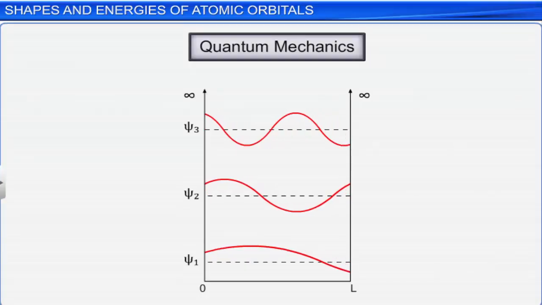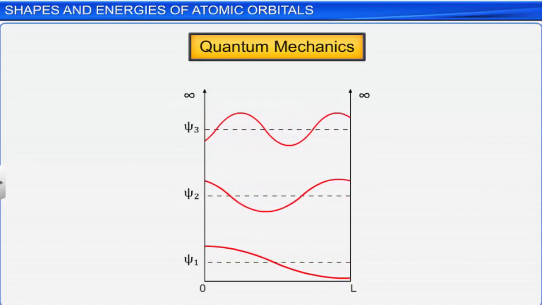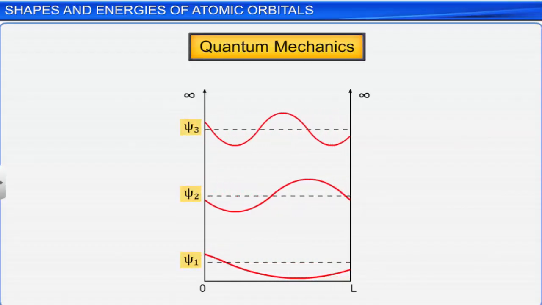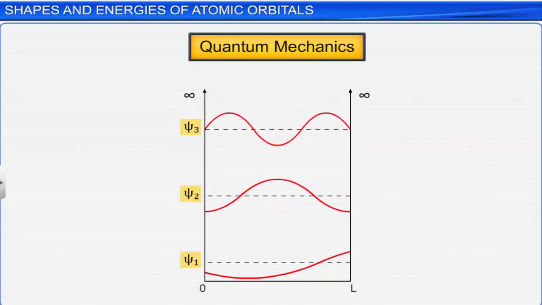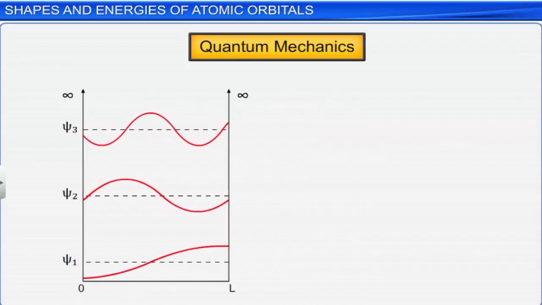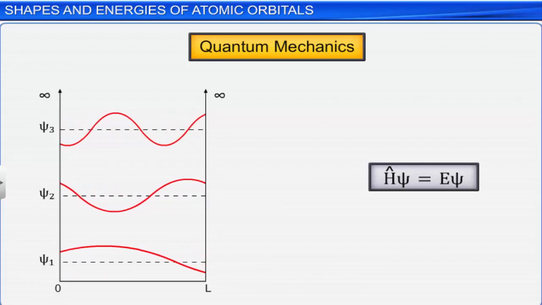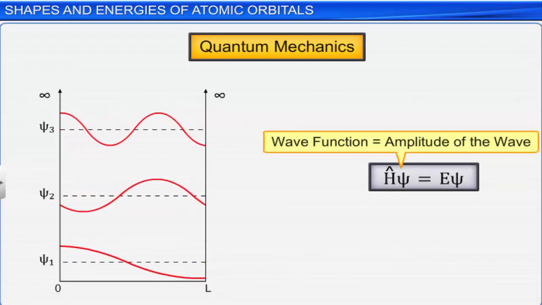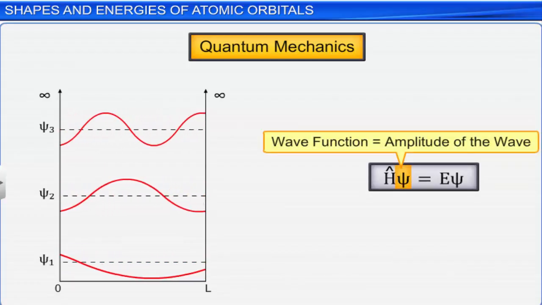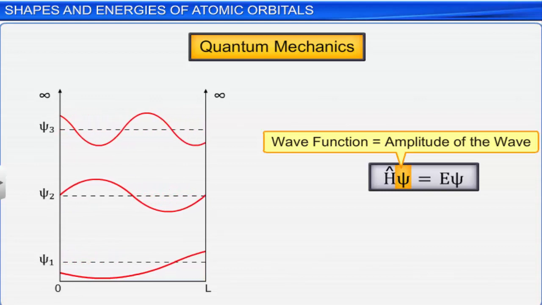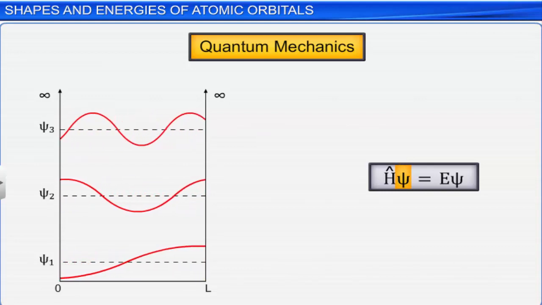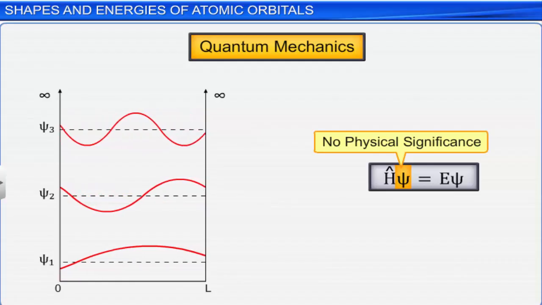We have already learned that in quantum mechanics, all the properties of a system are expressed in terms of a wave function. This is obtained by solving the Schrodinger equation. The wave function, psi, is a mathematical function that represents the amplitude of the wave. It does not carry any physical significance.